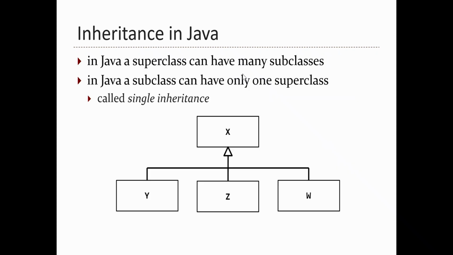In Java, a superclass is allowed to have many subclasses, an arbitrary number. So if X is our superclass, I can have Y, Z, and W. Those are all the subclasses of X. However, in Java, a subclass, so Y, Z, and W, is only allowed to have one direct superclass. So Y can inherit from X, but it can't inherit directly from anything else. This is called single inheritance. So child classes inherit from exactly one parent in Java.